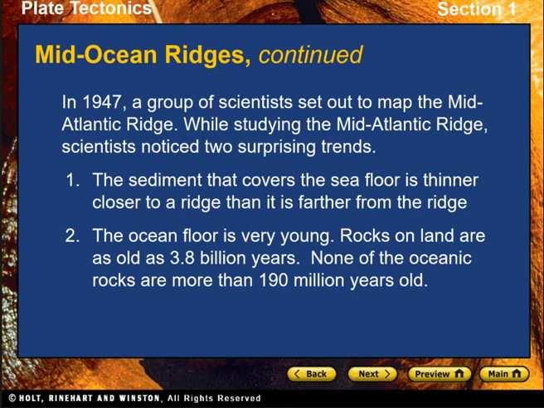Second, scientists learned that the ocean floor is very young. While rocks on land are as old as 3.8 billion years, none of the oceanic rocks are more than 175 million years old. Radiometric dating also showed evidence that seafloor rocks closer to a mid-ocean ridge are younger than seafloor rocks farther from a ridge.